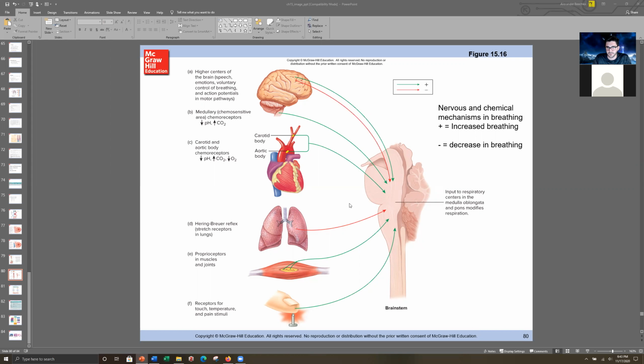Each of these chemoreceptors will respond to the presence of those gases, those concentrations, and therefore increase breathing behavior. We have the Hering-Breuer reflex, stretch receptors in the lungs, which can modify our breathing rate and decrease it. We have proprioceptors in muscles and joints, which respond to things like exercise activity, and also touch receptors for temperature and pain stimuli. So if you step on a tack, you might notice that your breathing rate goes up in response to that stimulus.